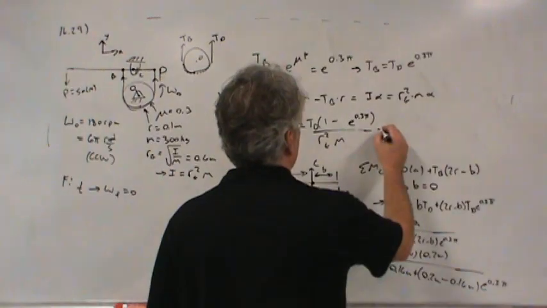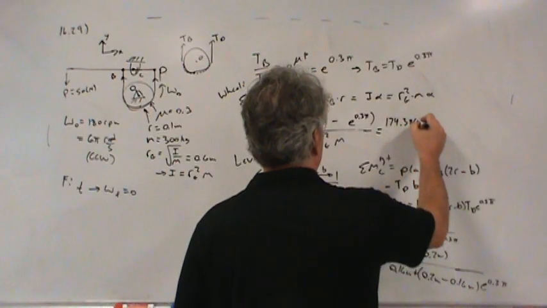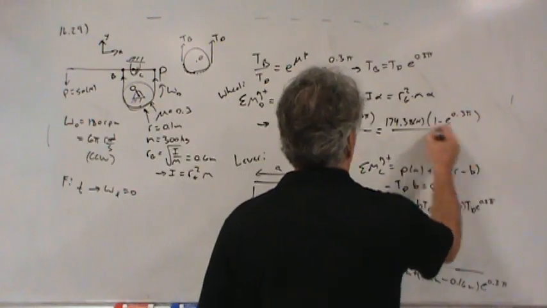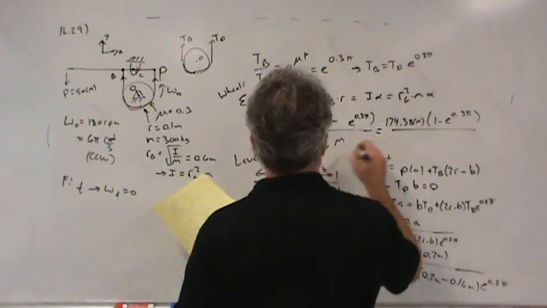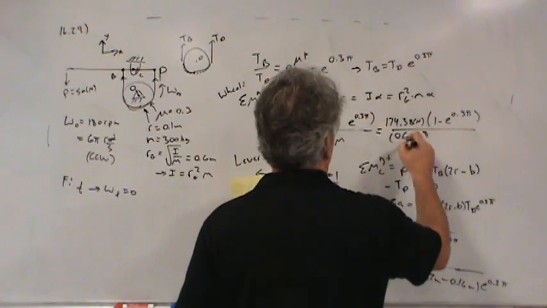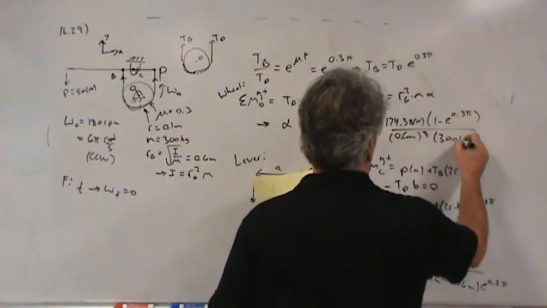Okay? So plugging in TD, 174.38 newtons times 1 minus e to the 0.3 pi, all over the radius of gyration squared, which is 0.6 meters quantity squared, times the mass, which is 300 kilograms.